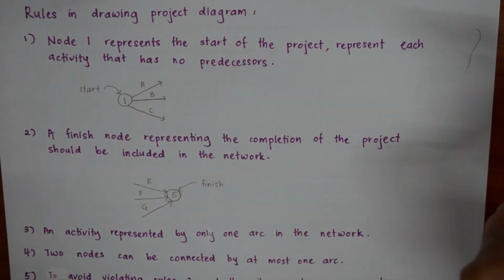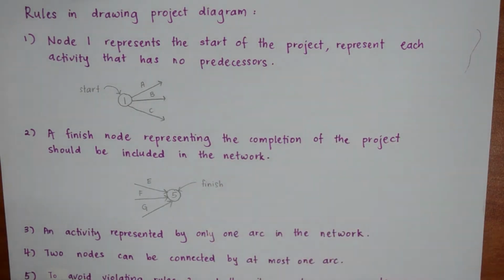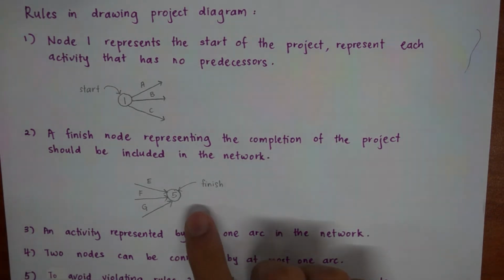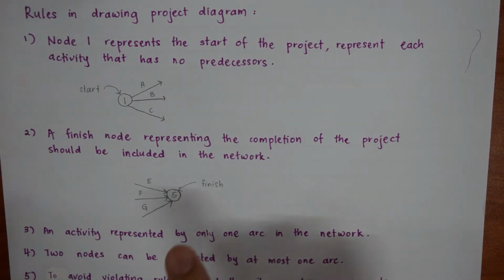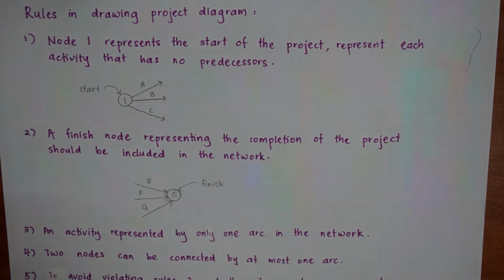These are the rules for drawing a project diagram. The first rule is that the first node must always represent the start of the project, meaning that each activity that has no predecessor will always start at the starting node, which is node 1. The second rule is that at the end of the project diagram, there must be an end node, which means all activities must end at one ending node.